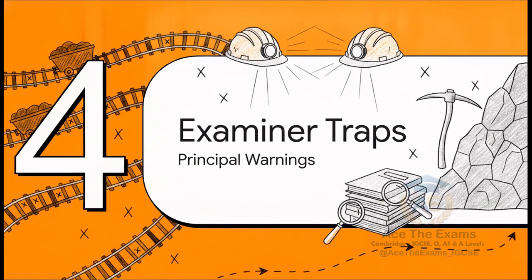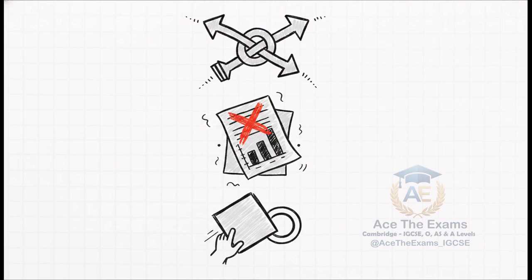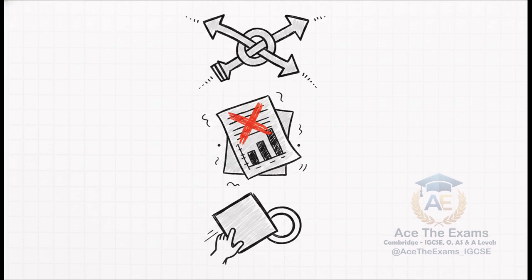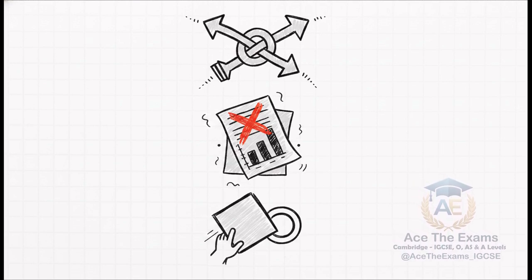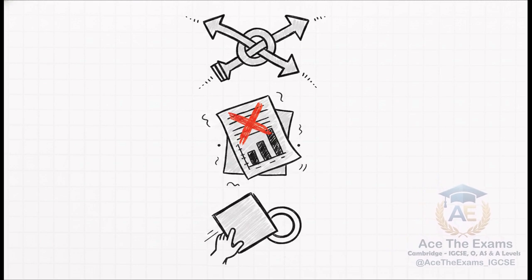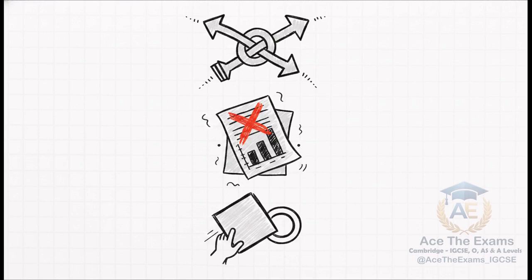Section 4, the minefield of examiner traps. Principal examiner warnings. Every year, Cambridge releases reports detailing exactly where students mess up. We've actually combed through those reports for topic 1.1, and these top 3 traps are exactly where careless candidates lose their hard-earned marks. First off, students constantly confuse cause and effect when discussing data processing.